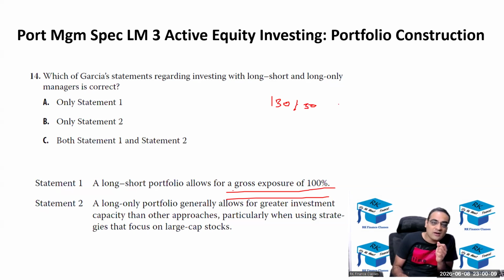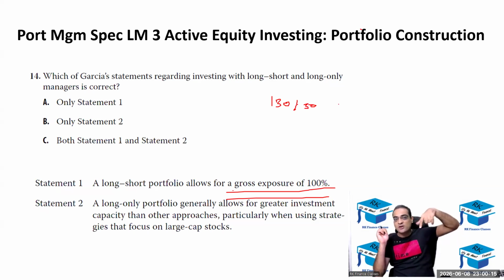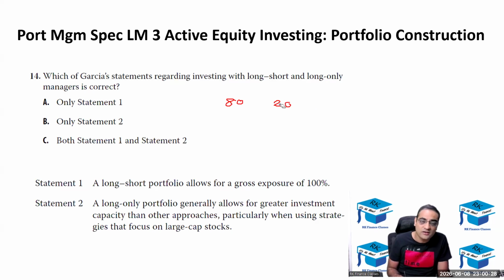As a teacher, whenever I said long short, I meant this. But in the textbook this is called long extension. In general, a long short portfolio could be any long and any short. For example, it could be 80 long and not necessarily 20 short. It could be anything, 80 long and something like 30 short.